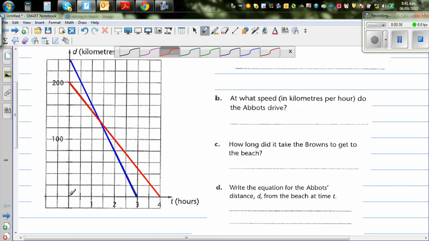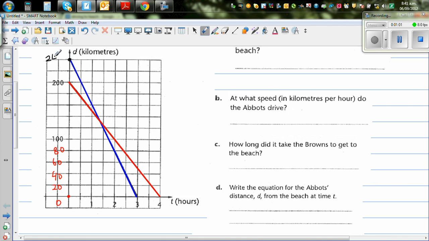I hope you can see this is 0, this is 0, this is 20, 40, 60, 80, 100, and so on. So this is going up in 20s, and this is going up in half an hour. So this would be going up in 20, so this would be 240. So let's first read the graph. Always good to read the graph. So this is 3 hours.